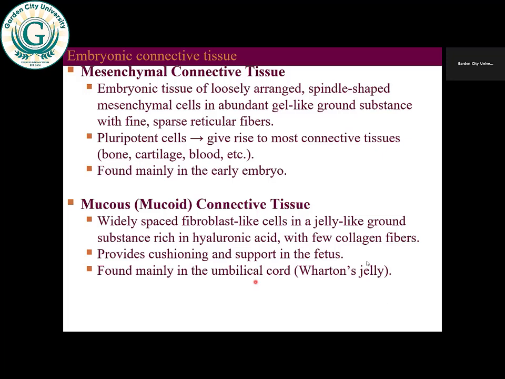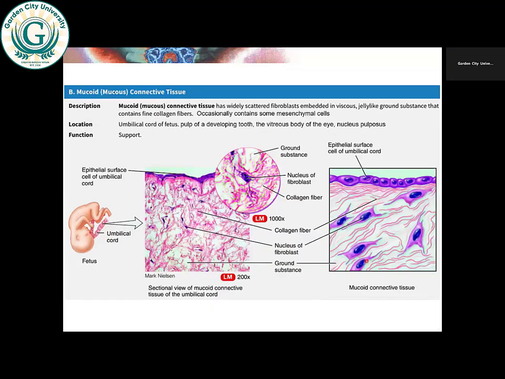It's mucous because of this jelly-like ground substance that it has. That's why we are calling it that way. If you look at the umbilical cord, it will have the umbilical arteries and the umbilical vein. Whatever else that we have is what we are calling the mucous connective tissue.